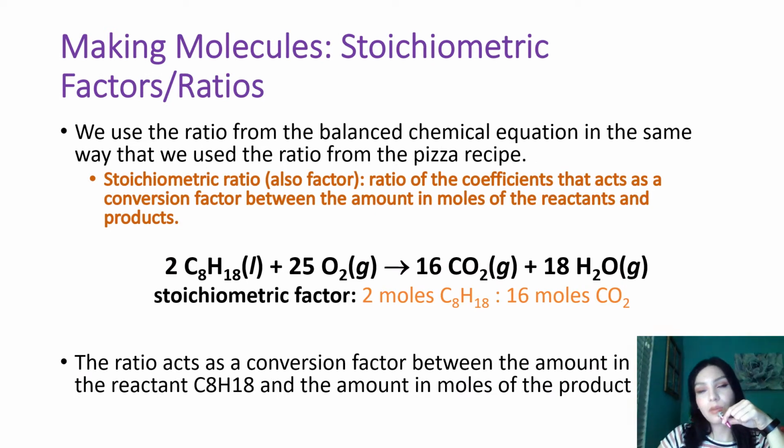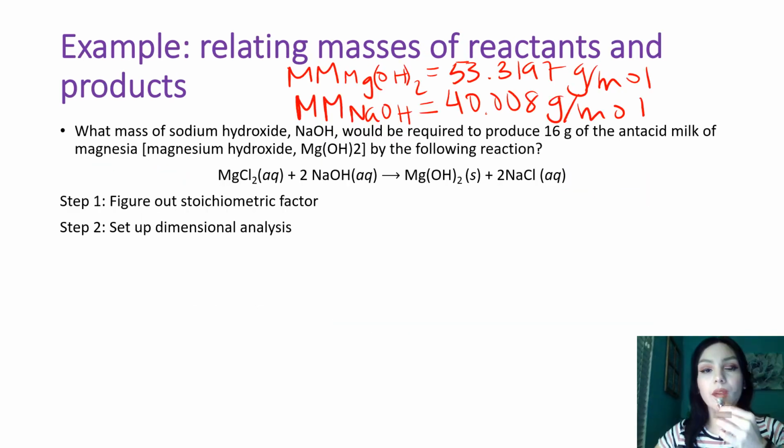So now back to actual molecules. It's the same exact idea for chemical equations. And what we actually call the ratios, so I know I've just been saying ratios, but they're called stoichiometric factors or ratios, whichever one you want to use. But if you hear me say that, you should know that it's coming from the coefficients in the balanced chemical equation. So we're going to do an example where we start off with the mass, and then we need to essentially get to the mass of a different part of the equation.